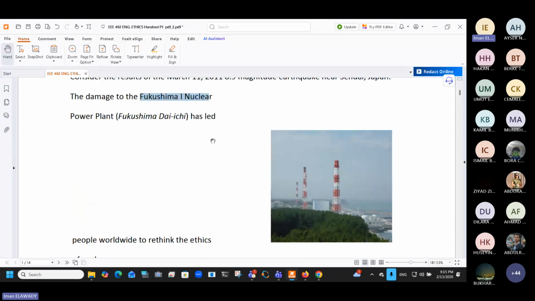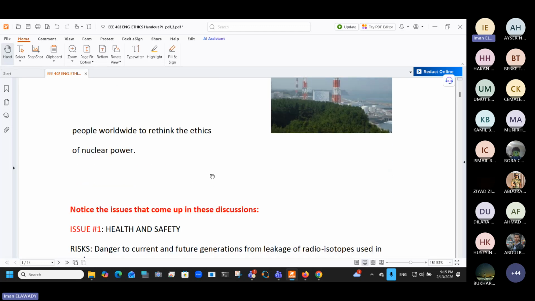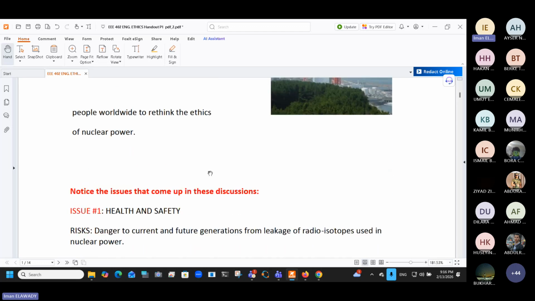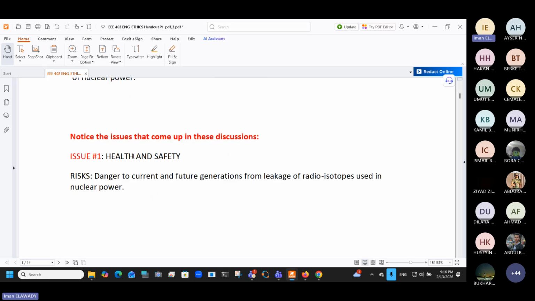Due to this disaster or damage in this facility, and the radiation that happened because they could not keep the facility cold, and they said they are not using it for making weapons, they are using it for generating energy. So their main aim is generating energy. With this accident, all over the world people are trying to rethink whether it is ethical or not to use nuclear power. Here we have different issues in discussion. The first issue is about health and safety.